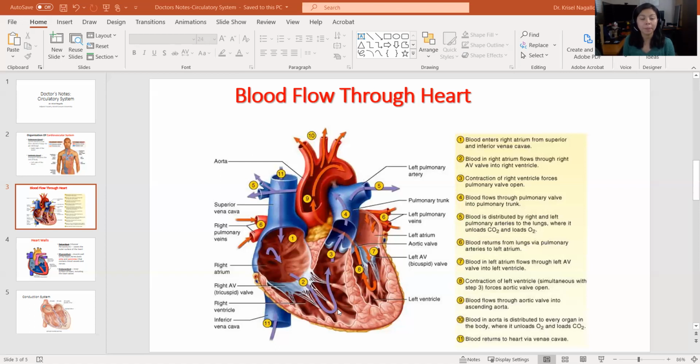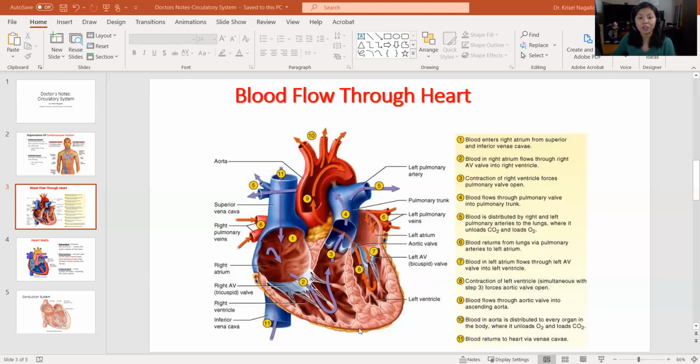In order to prevent the backflow of blood from the ventricles to the atria are what we call atrioventricular valves, appropriately named because they're found in between the atrium and the ventricle. You've got two of them, one on the left side and one on the right side. The one on the left side is also going to be known as the bicuspid valve because it's got two cusps, whereas the one on the right side, the right atrioventricular valve, is also known as the tricuspid because it has three cusps.